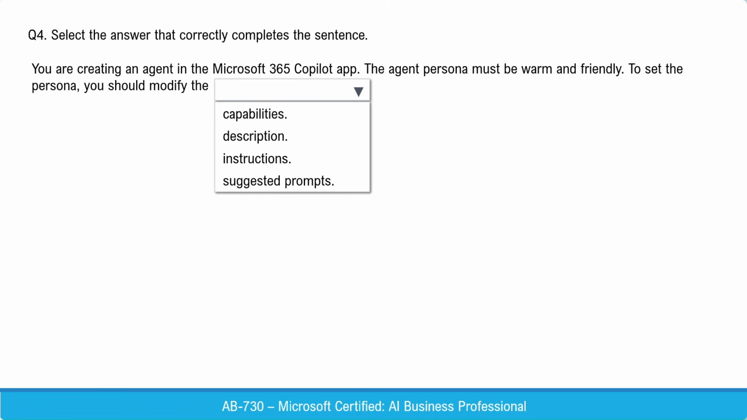Next question. Select the answer that correctly completes the sentence. You are creating an agent in the Microsoft 365 Copilot app. The agent persona must be warm and friendly. To set the persona, you should modify the, and you have been given four options in a drop down. The options are capabilities, description, instructions, and suggested prompts. And the answer is instructions.